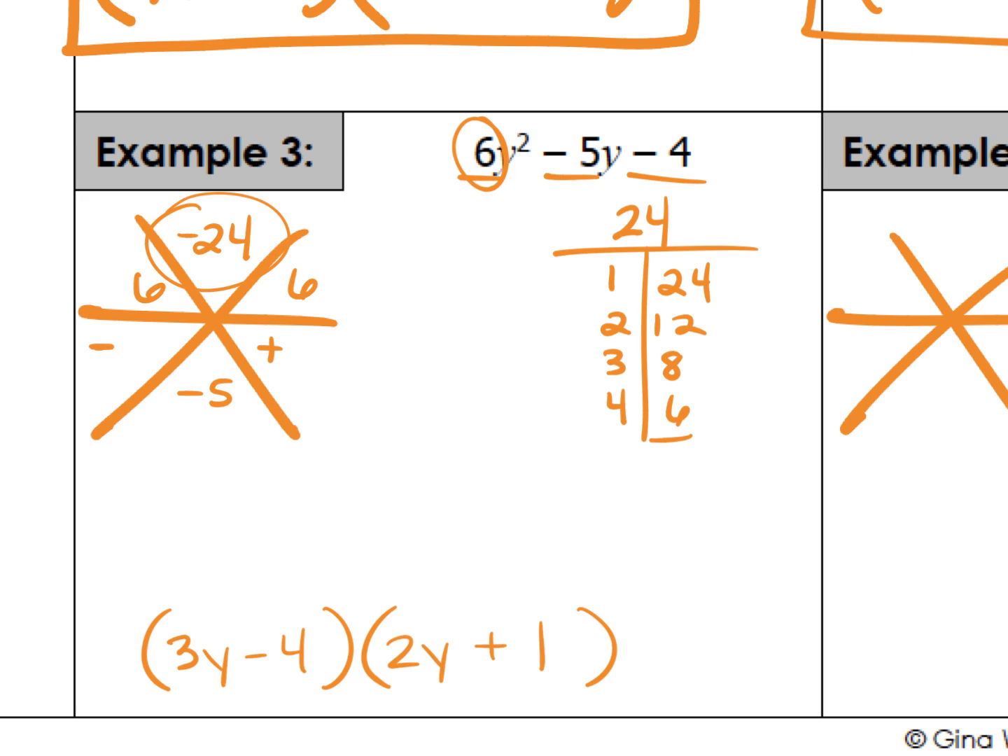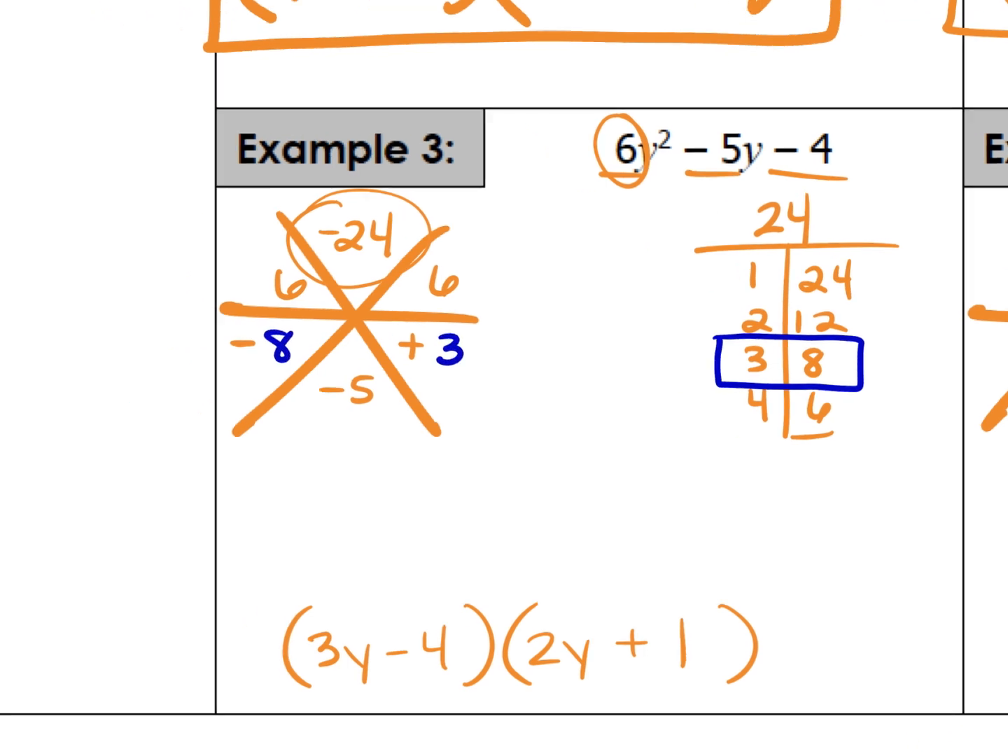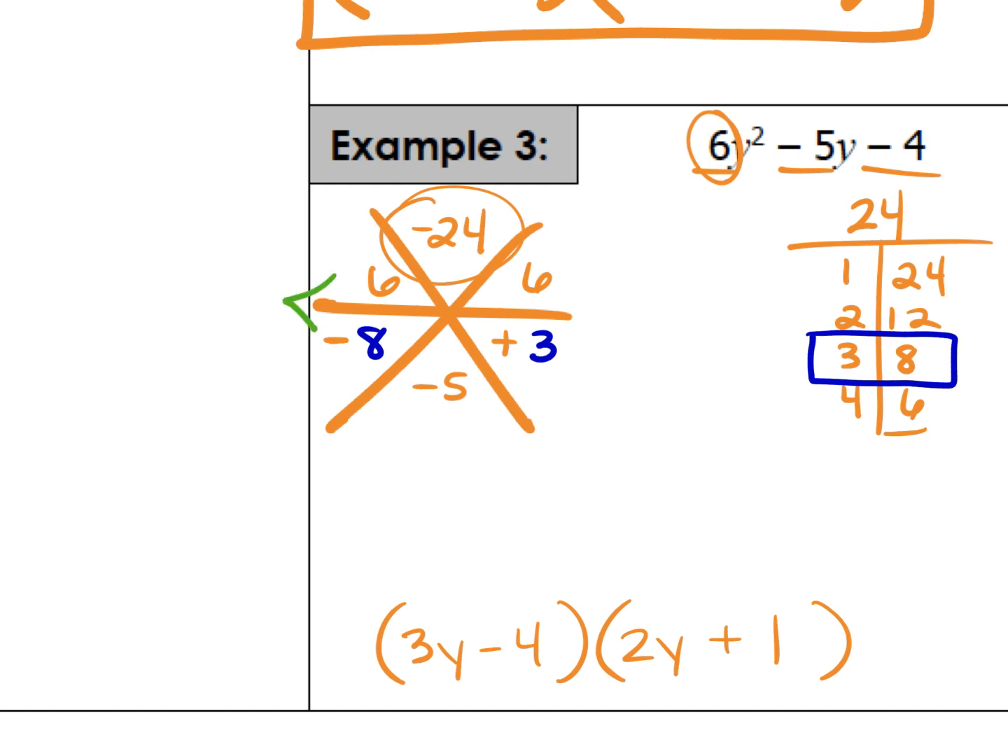Let's see. Okay. So if one has to be negative, which of these can add up to a negative 5? A negative 8, a positive 3. From there, you got to do some reducing. So 6 over negative 8, both of those are divisible by 2. So 3 over negative 4, which is where this came from, 3y minus 4. 6 over 3 reduces to 2 over 1, which is where this one came from, 2y plus 1. Did you get there?